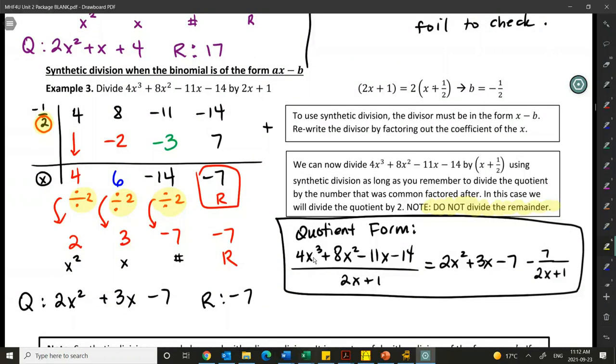Andreas? Because of what happened up here. So we took out a 2 in order to get this. So I'm basically considering the fact that I divided out that 2. So I have to redivide that out with my quotient. Okay?